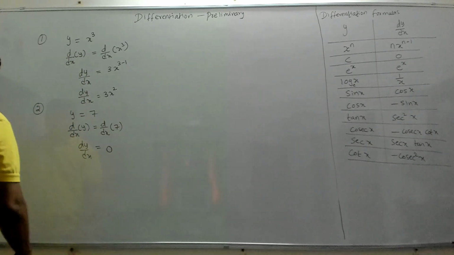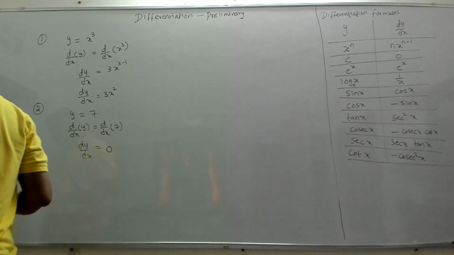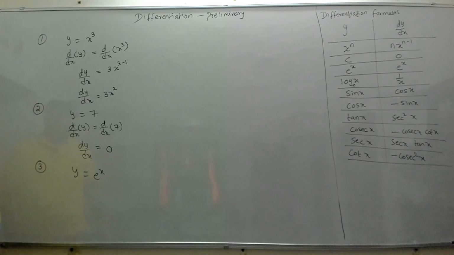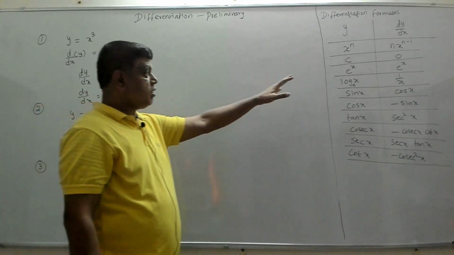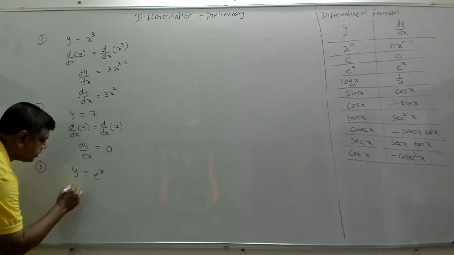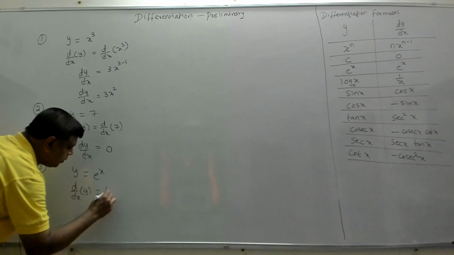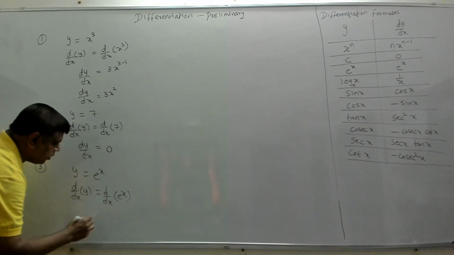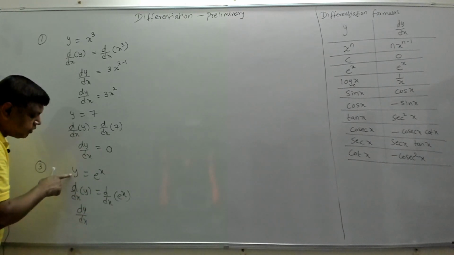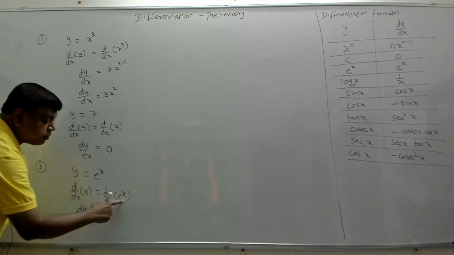Fine. So the third one: suppose your y is equal to e power x. Y is equal to e power x. We are actually writing the same formula, but I'm just explaining this here. So now differentiate this. If you differentiate y, it will be d by dx of y, that is equal to d by dx of e power x. Differentiating y with respect to x, you write it as dy by dx. So you have differentiated the left hand side. If I differentiate the right hand side, what is d by dx of e power x?